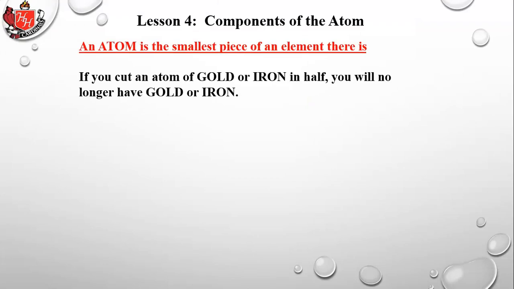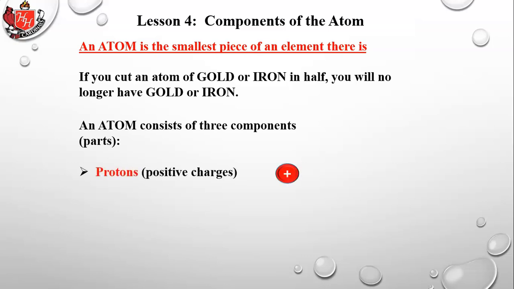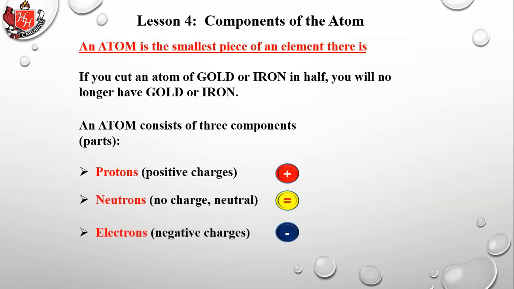An atom is the smallest piece of an element there is. So if you cut an atom of gold or iron in half, you will no longer have gold or iron, and that's what we talked about. An atom consists of three parts: protons, which are positive charges, neutrons, which have no charge or are neutral, and electrons, which are negative charges.